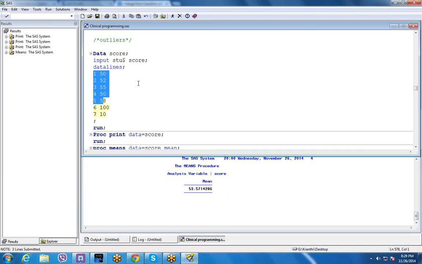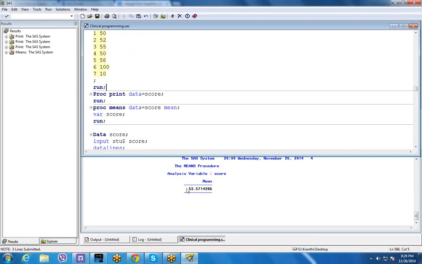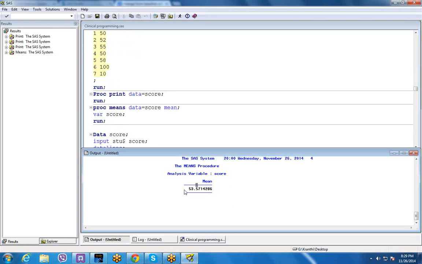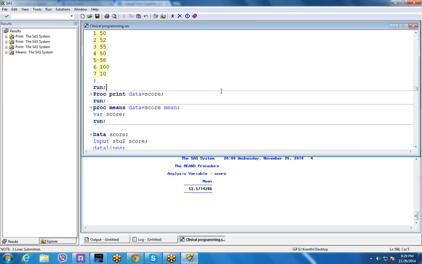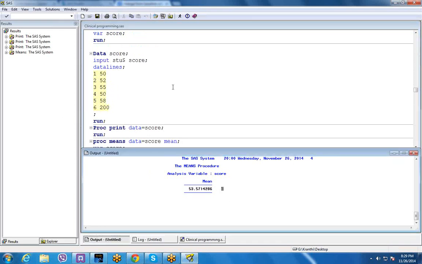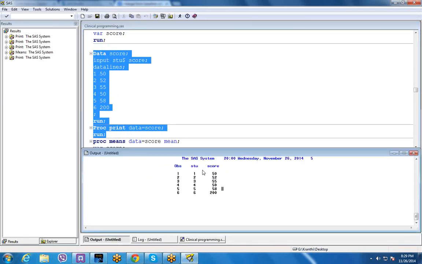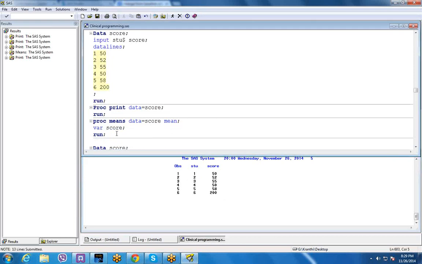Because we are using the extreme lowest value and the extreme highest value, in this case it's not giving any error. It's acceptable. But in some situations it is not making any change to the result. But if the data is like this, a person got 50, the second person got 52, and the last person got 200, then we are calculating the mean.